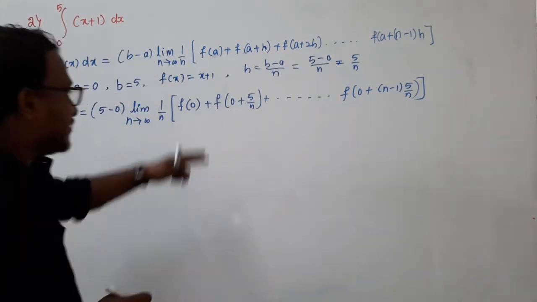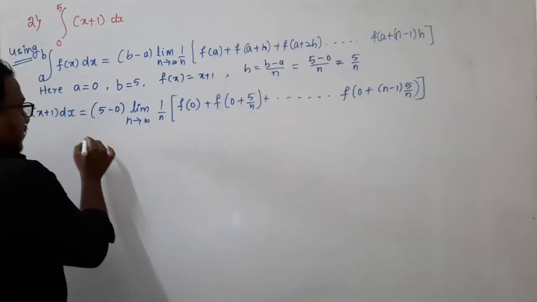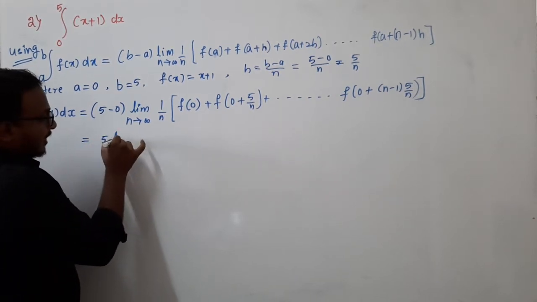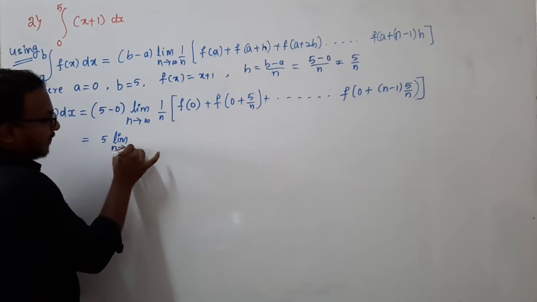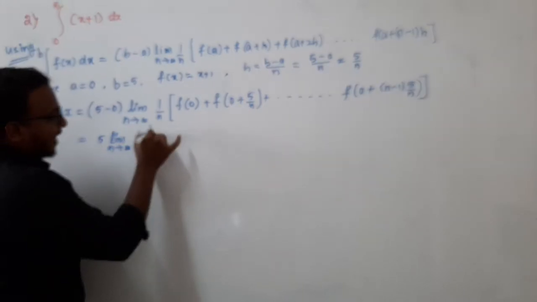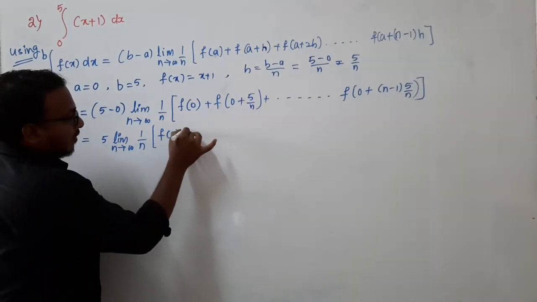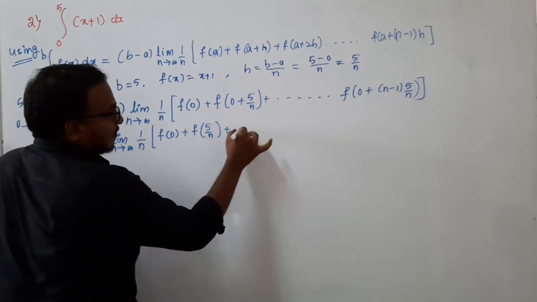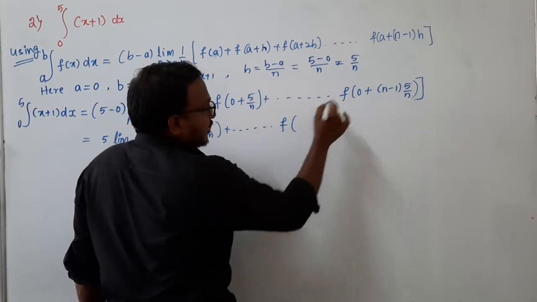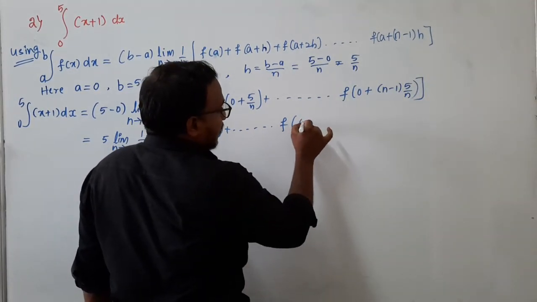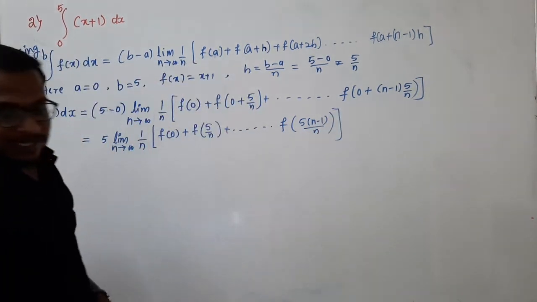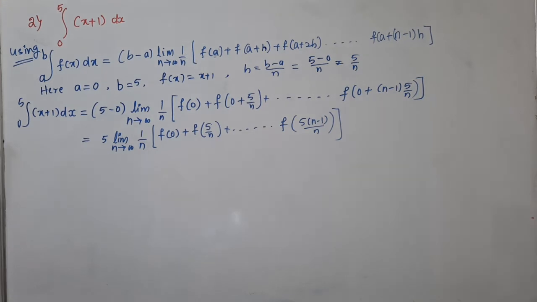Now we have substituted. Simplify this one. 5 minus 0 becomes 5 only. Next, limit n tends to infinity, 1 by n into f of 0 plus f of 0 plus 5 by n, and so on up to f of 0 plus n minus 1 into 5, that is 5 into n minus 1 by n. Okay, we got a solution like this.